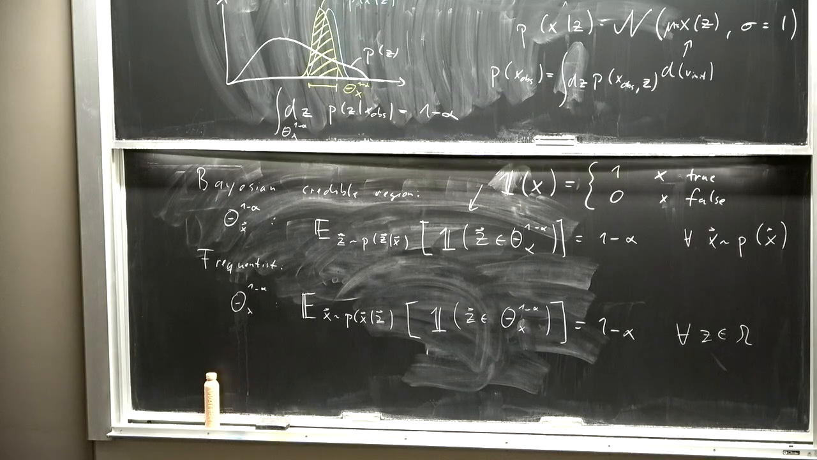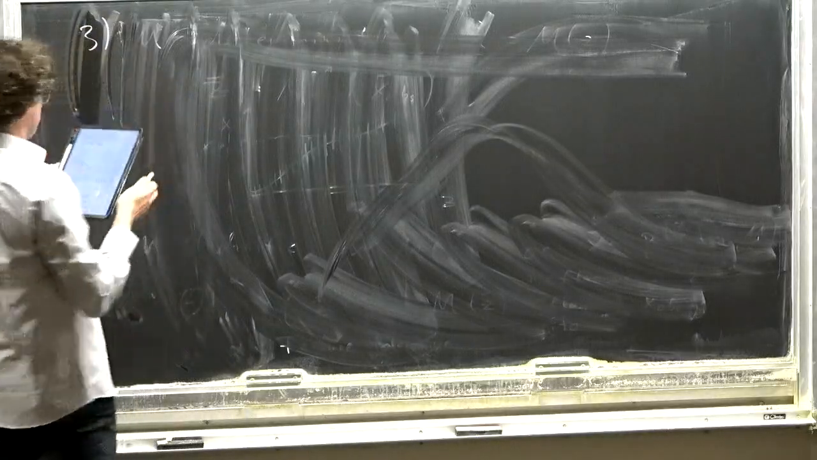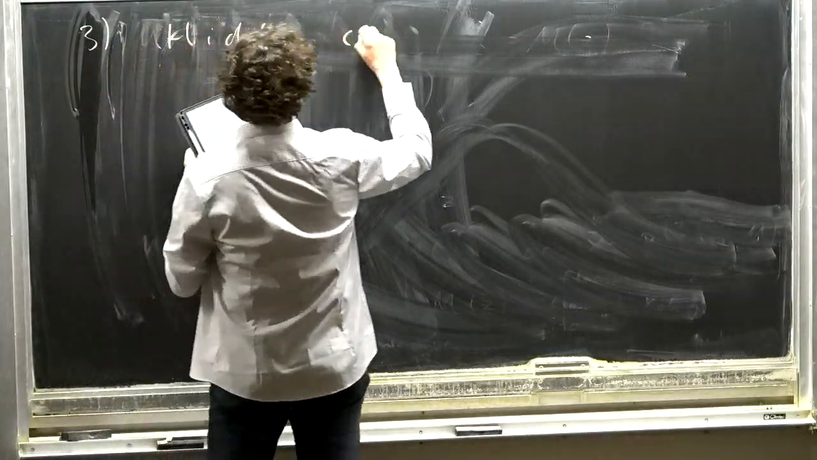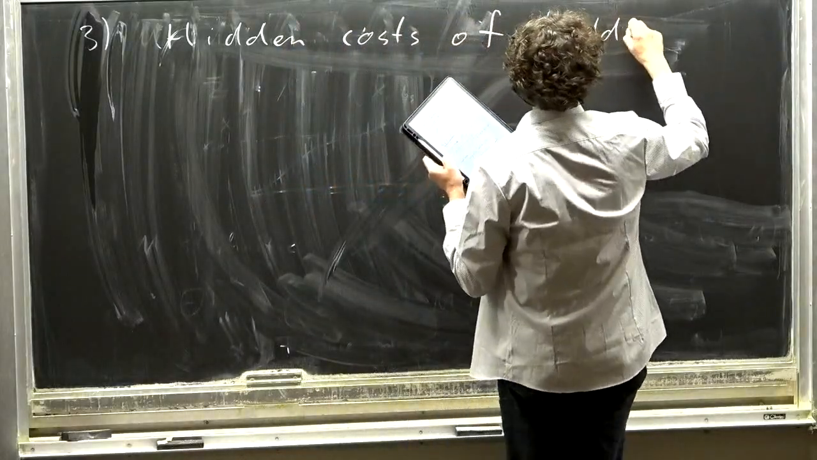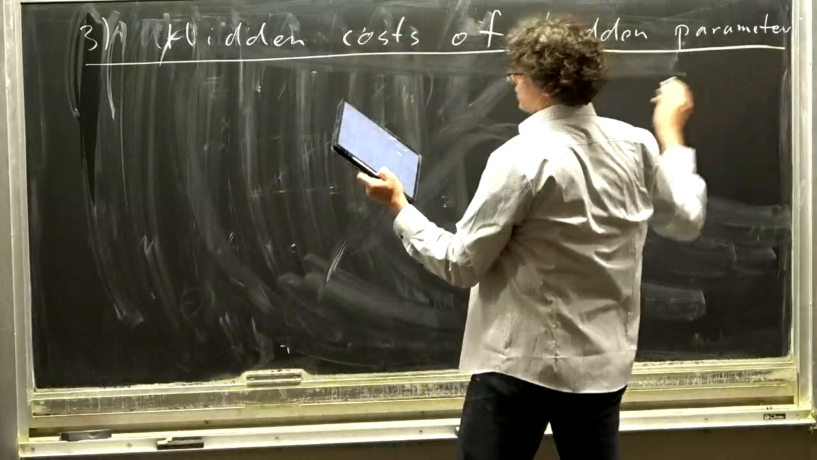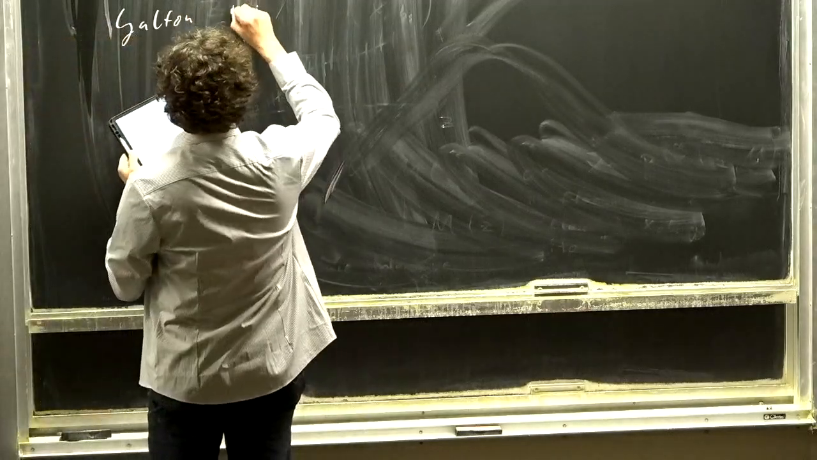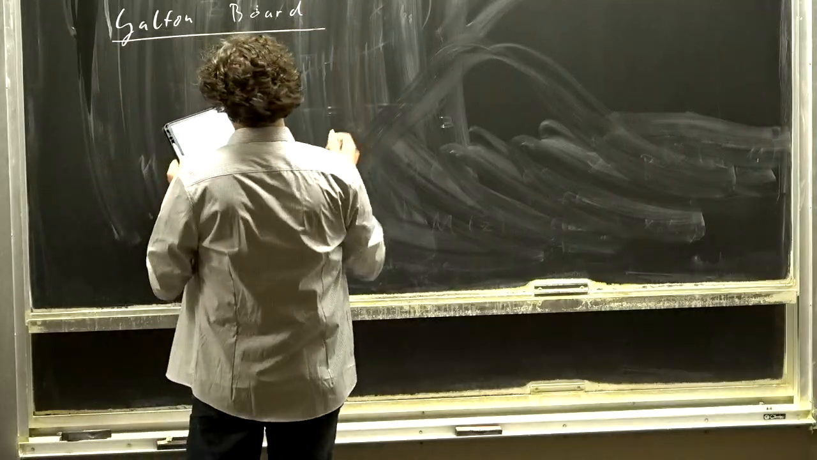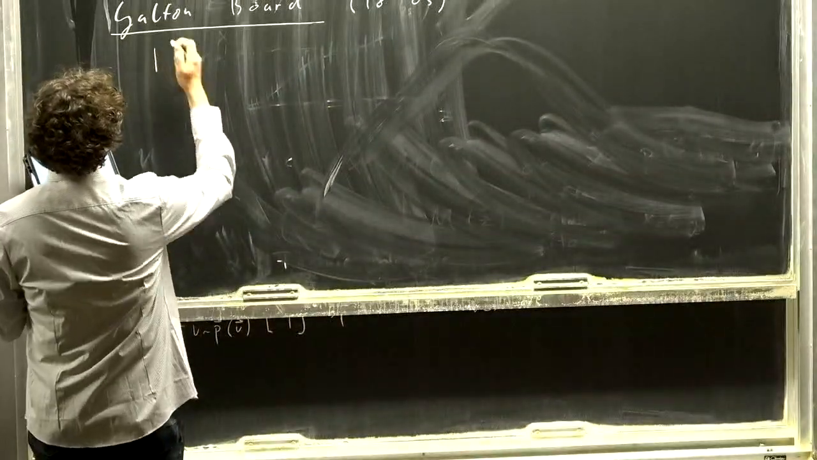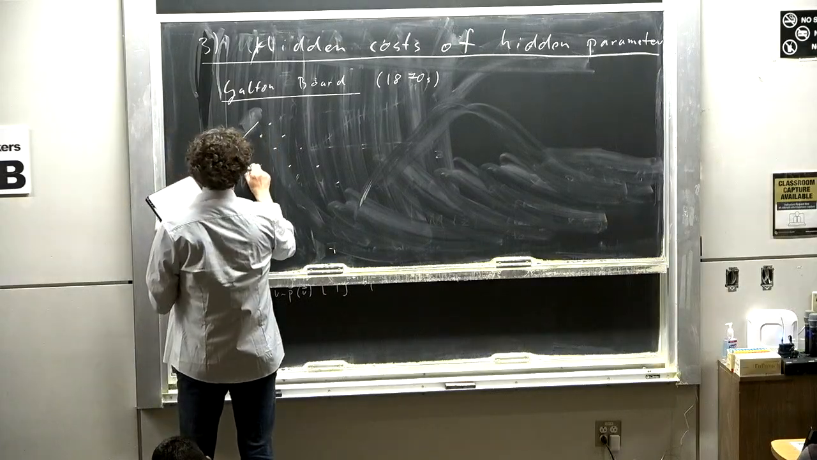And I want to demonstrate this looking at another simple example, which is the Galton board. Who has heard about the Galton board? Well, if I start drawing it, probably many. So, the hidden costs of hidden parameters. Let's look at another very simple model, the Galton board. It's apparently something that was introduced in the 1870s. So the idea is simple. Let's suppose we have a bunch of pins like this here. And let me draw this correctly.